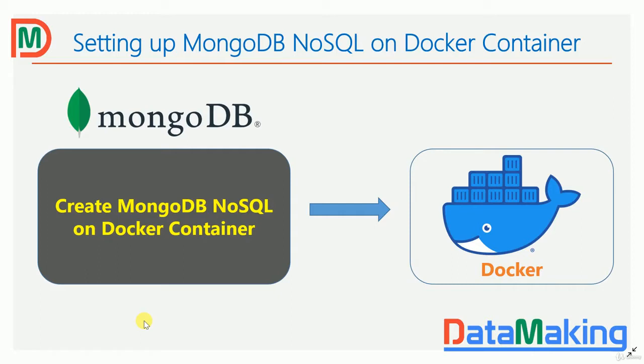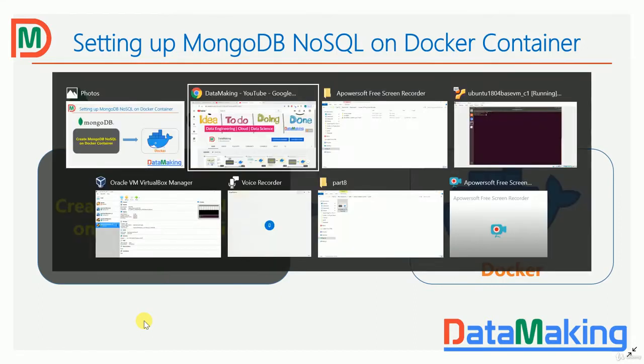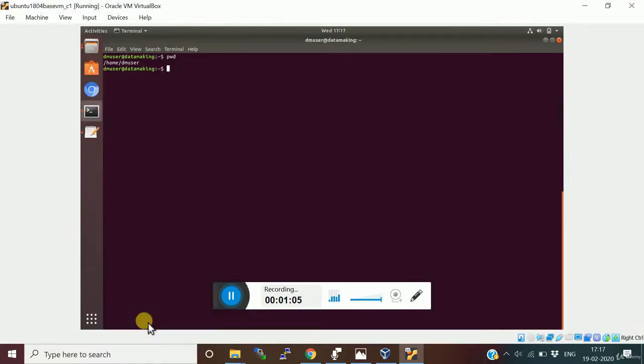For that, we need to spawn a MongoDB instance on a Docker container. So I will tell you in this video how to pull your Docker image, which is a MongoDB Docker image, and how to run your MongoDB image as a Docker container, right? Let's get started. So I'll just log on to my virtual machine.